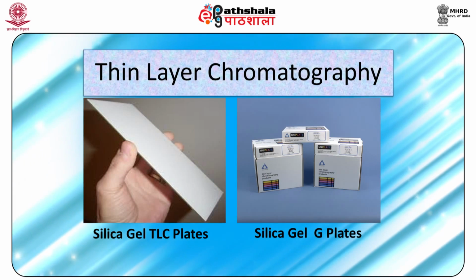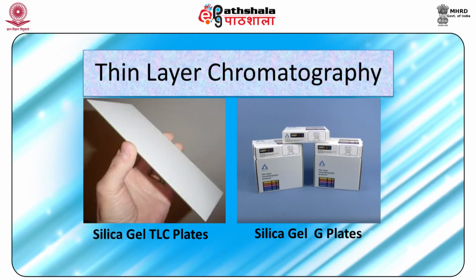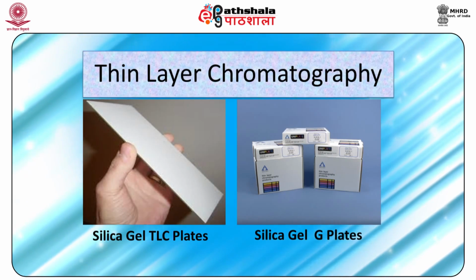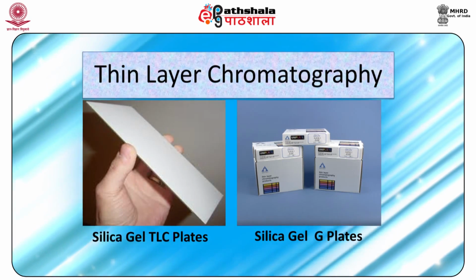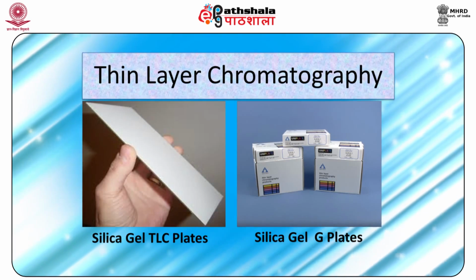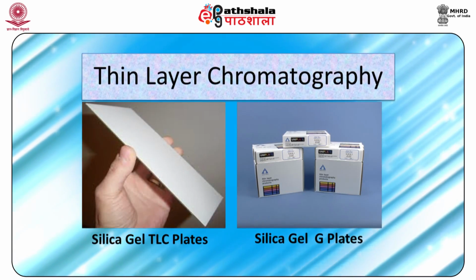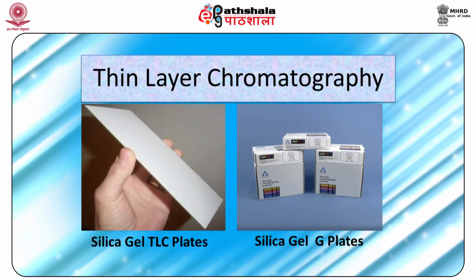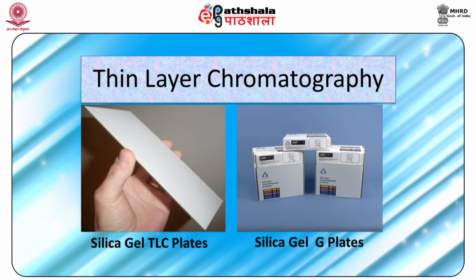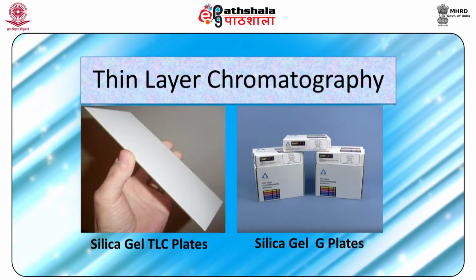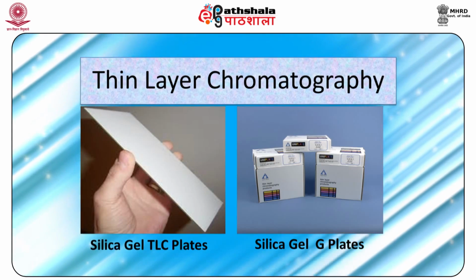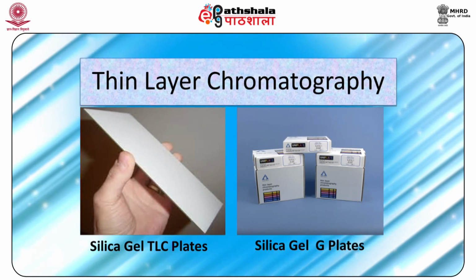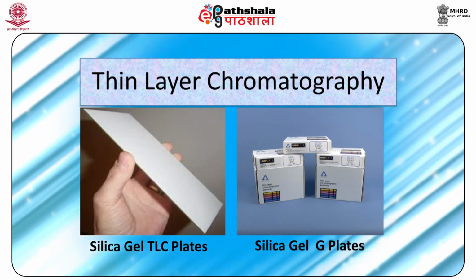Thin layer chromatography, also known as TLC, is considered to be the most suitable technique for isolating and identifying various components of inks. In this technique, a thin layer plate is prepared by coating a glass plate with silica gel or aluminum oxide, but ready-made silica gel G plates are also available in the market.